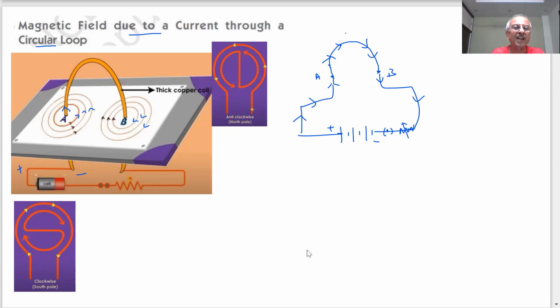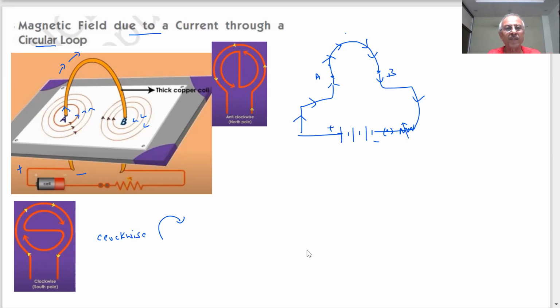As you can see, the current is entering at this point. When the current is entering at this point, the direction of the current is clockwise. What is the direction of the current? Clockwise. So when it is clockwise, this will behave like the south pole of the magnet.